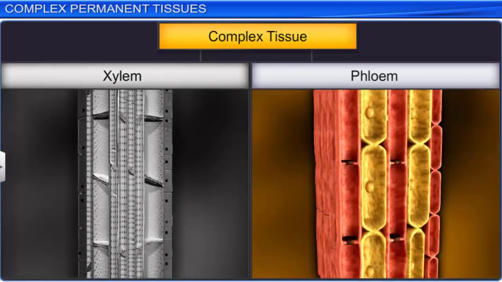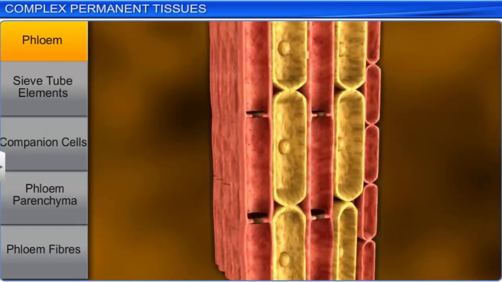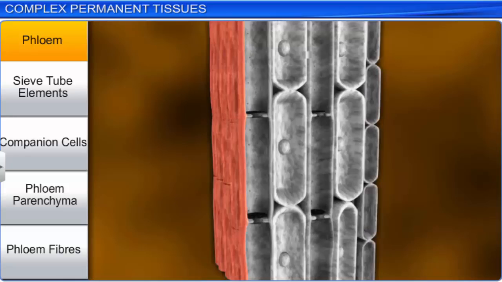The second complex permanent tissue that transports food materials from the leaves to the other parts is known as phloem. In angiosperms, the phloem consists of sieve tube elements, companion cells, phloem parenchyma, and phloem fibers. Sieve tube elements are tube-like structures that are arranged in a longitudinal manner. They are closely associated with companion cells, which are parenchymatous in nature.